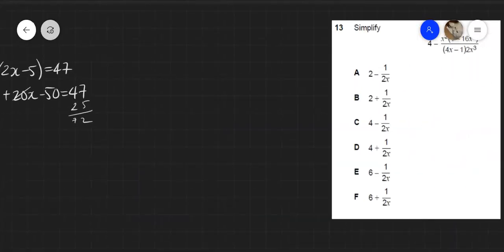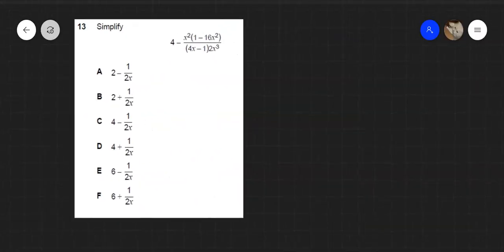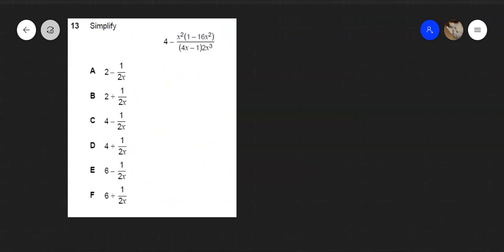Next one is question number 13. We need to simplify the given expression. The first immediate thing that we could do is to get rid of x squared in the numerator and the denominator. Now the numerator of the expression we're left with can be factorized, but I need to have 4x minus 1 in the numerator so that I can cancel it out with the denominator.